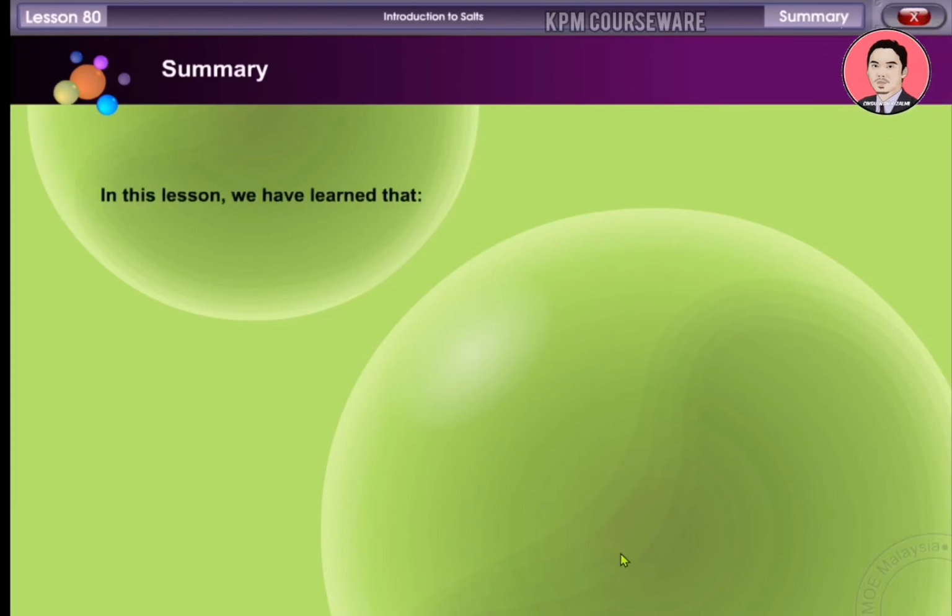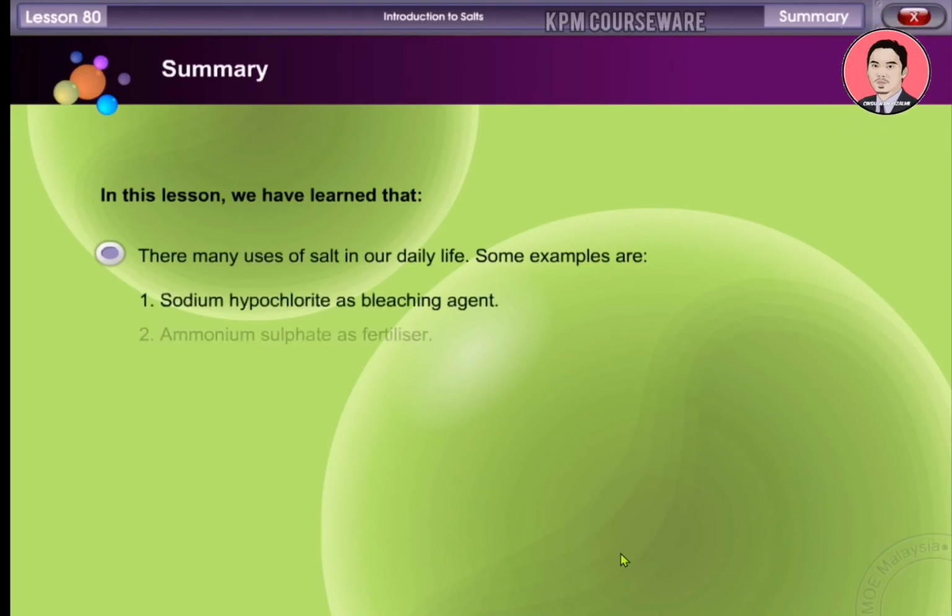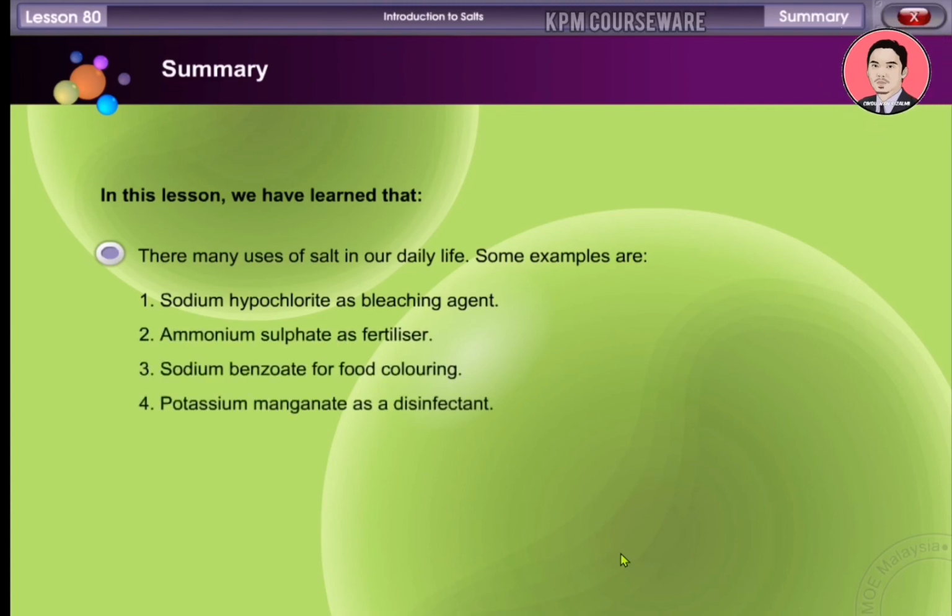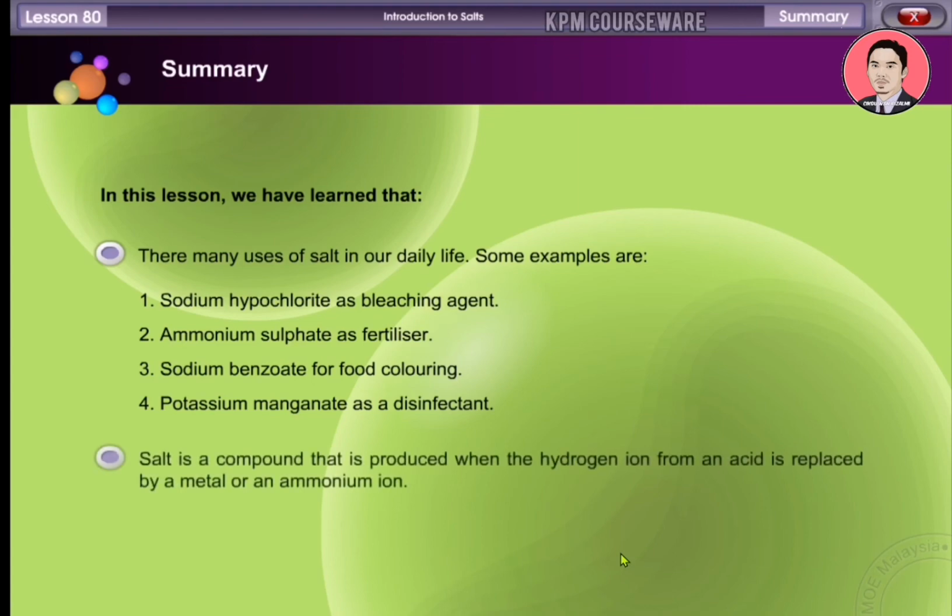In this lesson, we have learned that there are many uses of salt in our daily life, and salts are used as a bleaching agent, fertilizer, food coloring, and disinfectant. Salt is a compound that is produced when the hydrogen ion from an acid is replaced by a metal or an ammonium ion. There are two types of salt: soluble and insoluble salts.